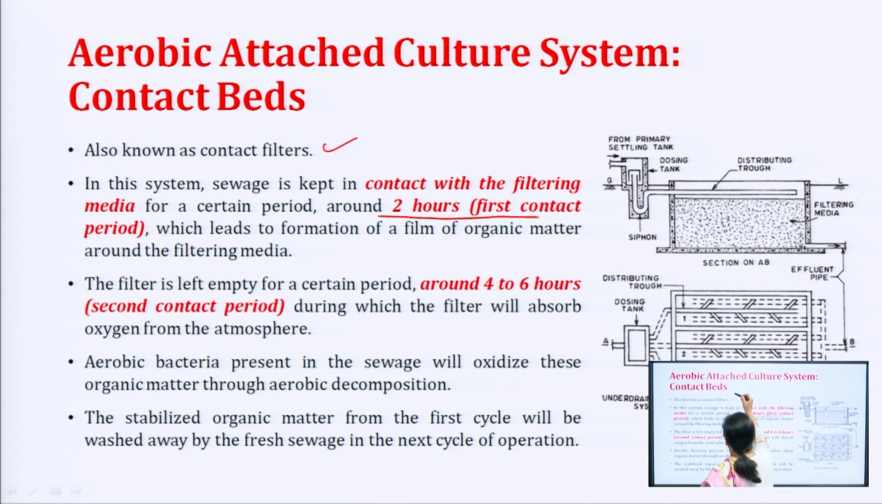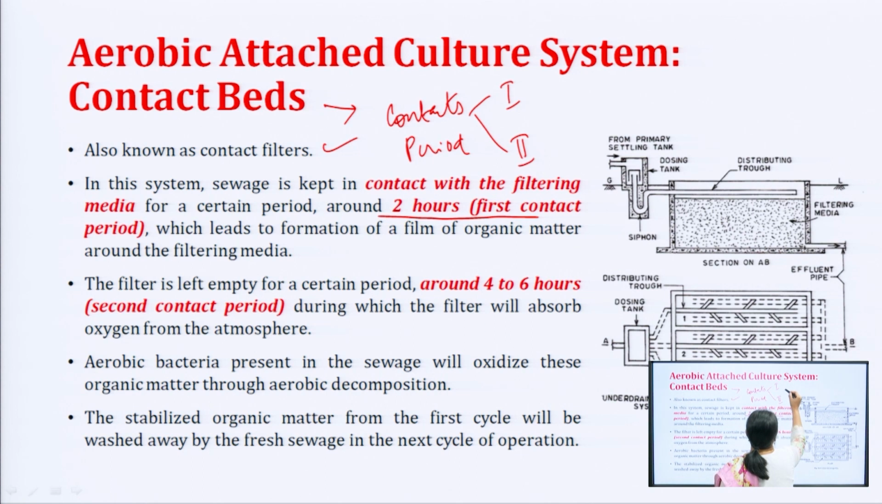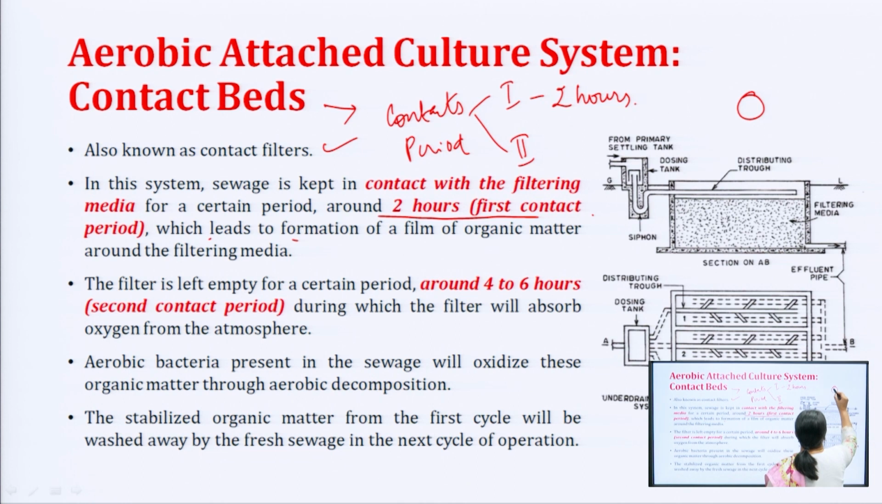In contact beds, what you have to remember is that you have two contact periods, 1 and 2. In the first contact period, you keep it for 2 hours, remember it. This leads to the formation of a film of organic matter around the filtering media, same as in the trickling filter. The filtering media is there; if you keep it for 2 months, the film will be building up on the filtering media.